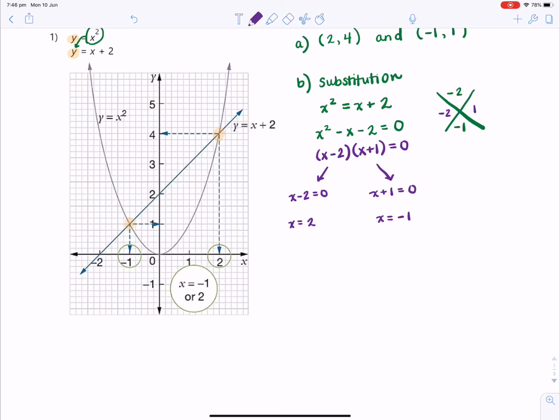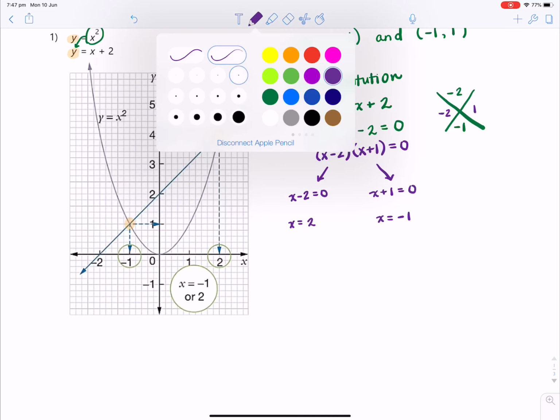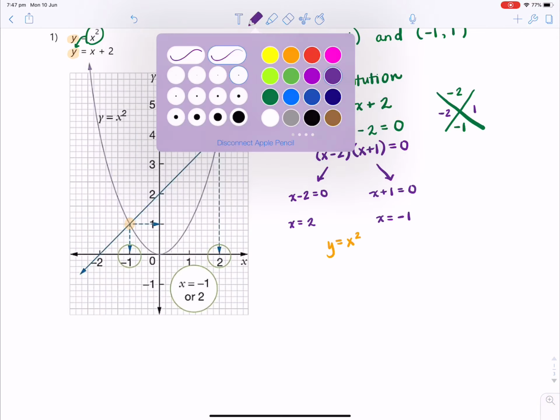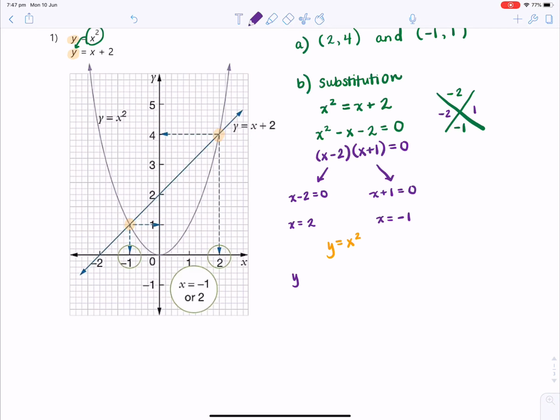Excellent. I'm mostly done with the problem, but I haven't yet got the other coordinate. I know that with a pair of simultaneous equations, I'm looking for an x value and a y value. So for each of these values of x, I need to substitute them into one of my original equations and solve for y. I can substitute them into either original equation. I find the first one to be pretty simple, so I'm going to substitute both of these into that first equation. So I've got y equals 2 squared, which means that y equals 4.